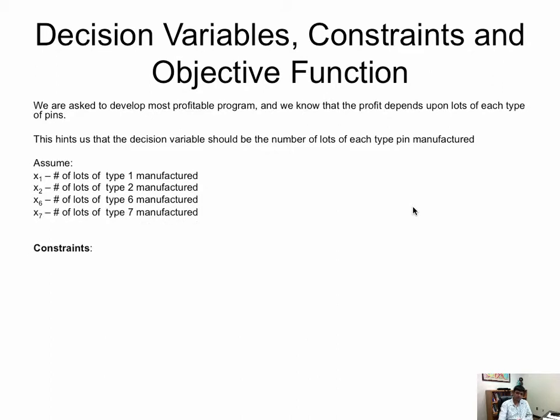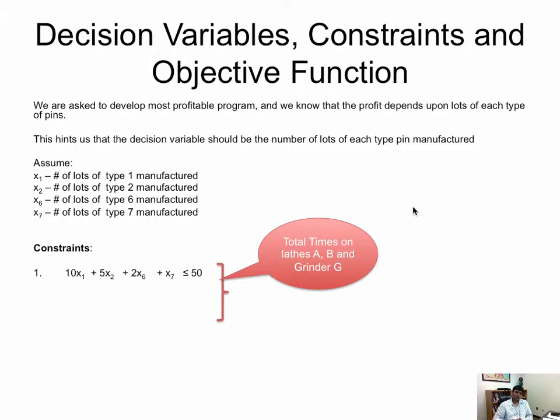For constraints, we know that there are constraints in the total time of lathe available, which is lathe A and B, and the grinder G available. For the first constraint, we will pick up the constraint of lathe A. So lathe A spends 10 hours per lot on type x1, 5 hours per lot on type x2, 2 hours per lot on type x6, 1 hour per lot on x7, and total time available is less than 50. Similarly, for lathe B, we have 6x1 plus 6x2 plus 2x6 plus 2x7 is less than 36.